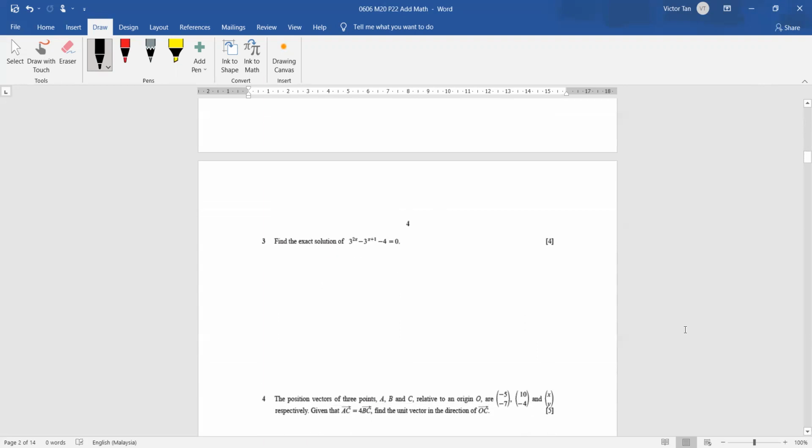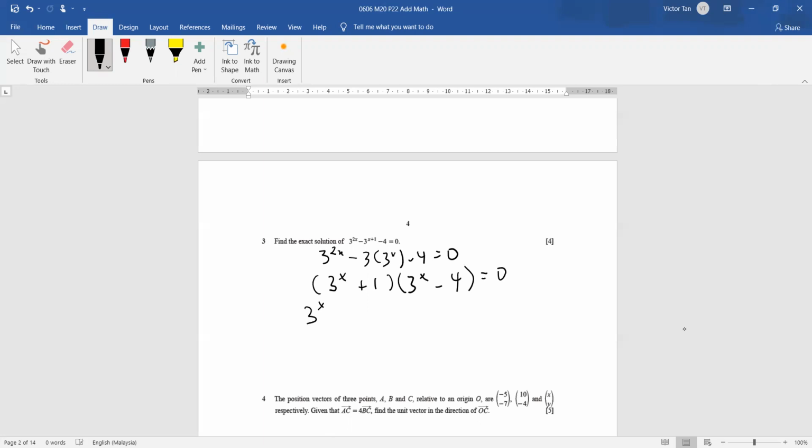Find the exact solution of 3 to the power 2x minus 3 to the power x minus 4 equals 0. You can make a substitution to help you find it, but I will try to do it directly. So this is 3 to the power 2x minus 3 to the power x plus 1 is 3 times 3 to the power x, 3 times 3 to the power x minus 4 equals 0. Factorizing 3 to the power x, this will be minus 4 plus 1 equals 0.